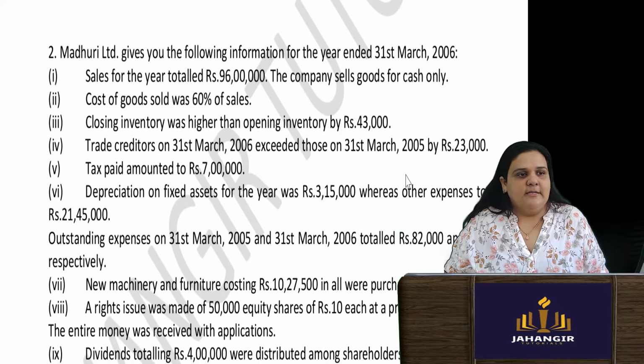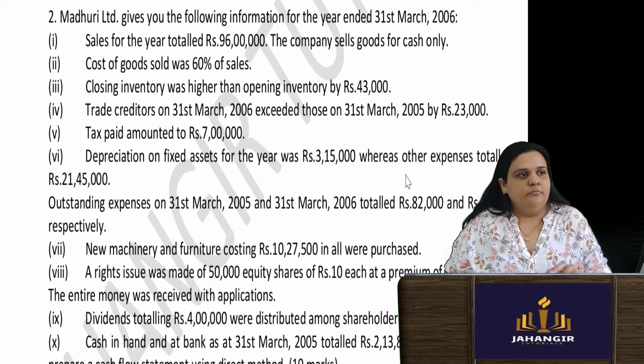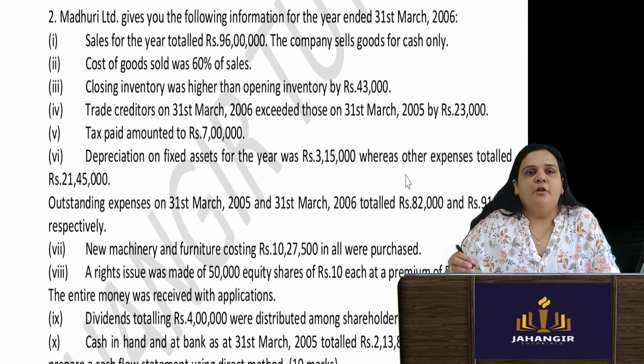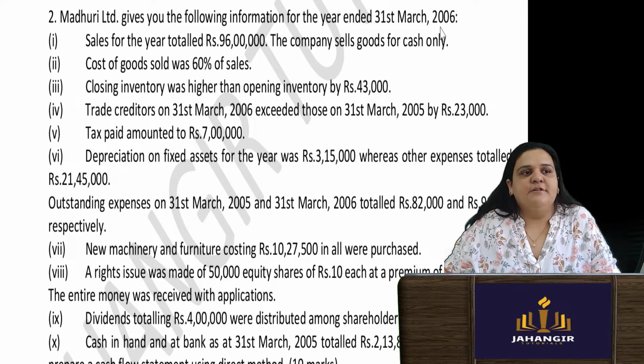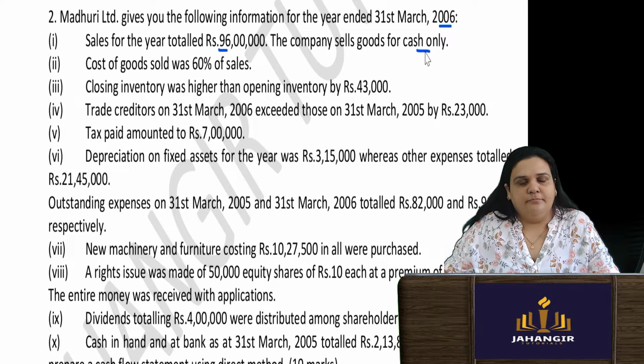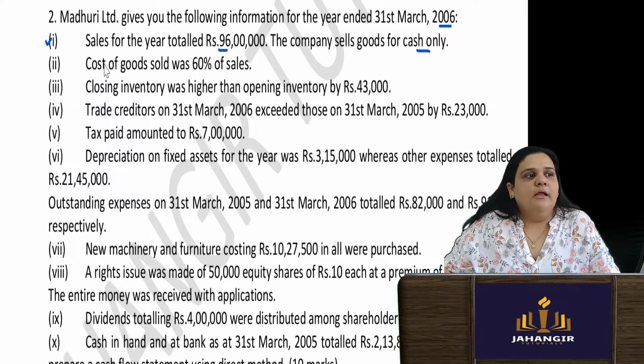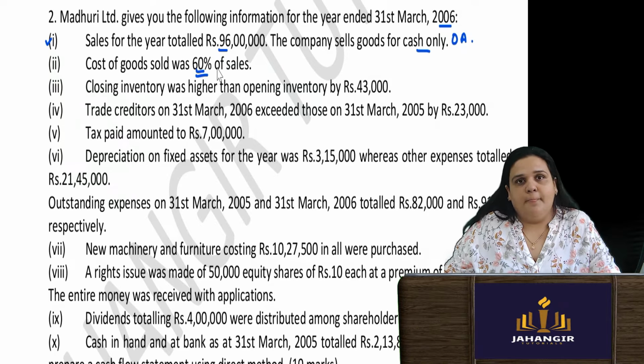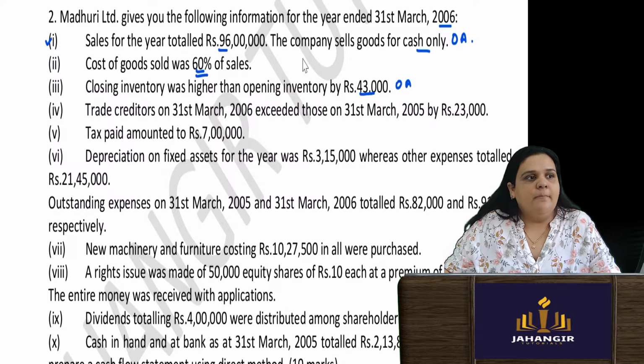Now let us read another question. Madhuri Limited gives you the following information for the year ended 31st March 2006. Sales for the year total 96 lakhs. Company sells goods for cash only. Okay, now they are saying this is going to be operating activity, right? Cost of goods sold was 60% of sales. Closing inventory was higher than the opening inventory by 43,000. Again operating activity, again operating activity.